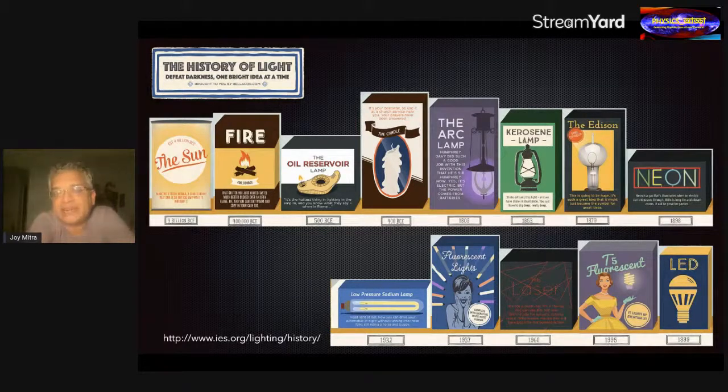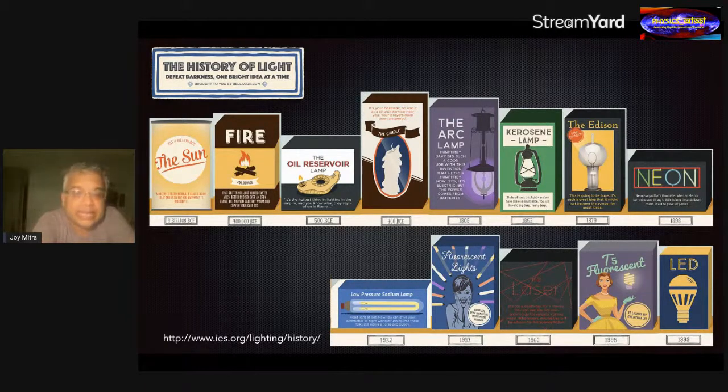1879 led to the development of Edison's bulb. The first bulb actually came up, and that was a real game changer, the discovery of electricity and how electricity can be harnessed to give us light. 1898 came neon, which was illuminating in color now, unlike all the other sources of light, which were pretty much white or yellowish. By the time neon or fluorescent lights came up, we could actually have color.